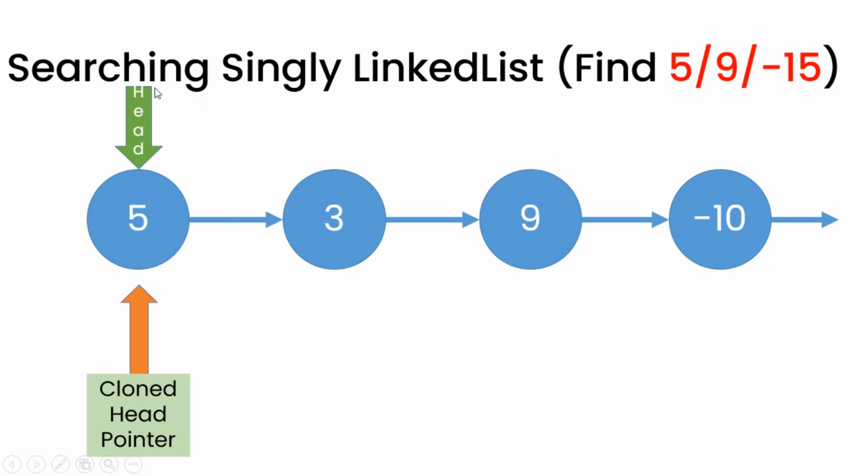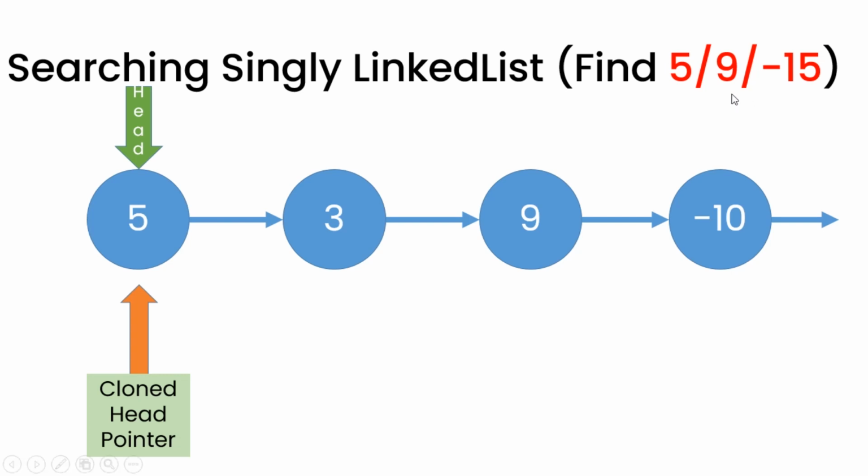So we always have a head pointer in a linked list. We're going to start by cloning it and making a clone of our head pointer, which will be at the same position as our head, which is 5. Like I said, we're going to search for the element of value 5, and luckily we have our element at our head position. So we found our element, we just return it and we stop the iteration. Or maybe you just return true based on your implementation.